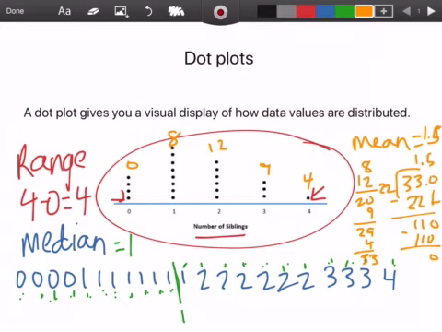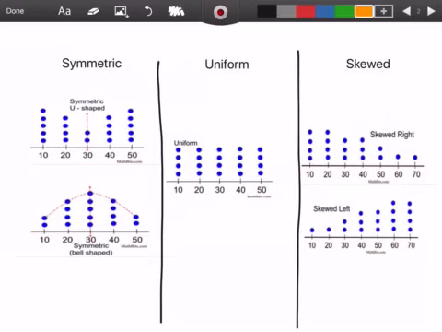All right, so there's an example of how to read what's in a dot plot and find the range, median, and mean. Some other things you might need to know about a dot plot are the way the numbers are distributed. There are 3 words that we use to describe the distributions. We can call the distribution symmetric, uniform, or skewed. A symmetric distribution has a center, and the distribution looks the same on both sides of that center. So on this one, it's taller on the sides, it comes down, and then goes back up. Another one might look like a mountain, up and then down, and it's centered around the center.